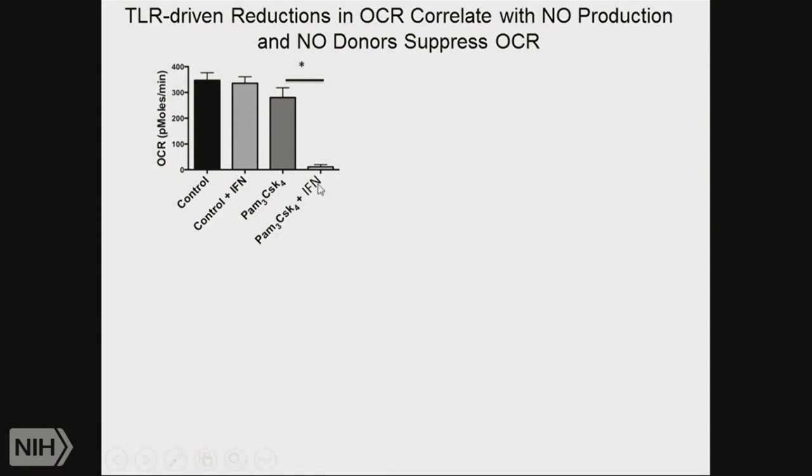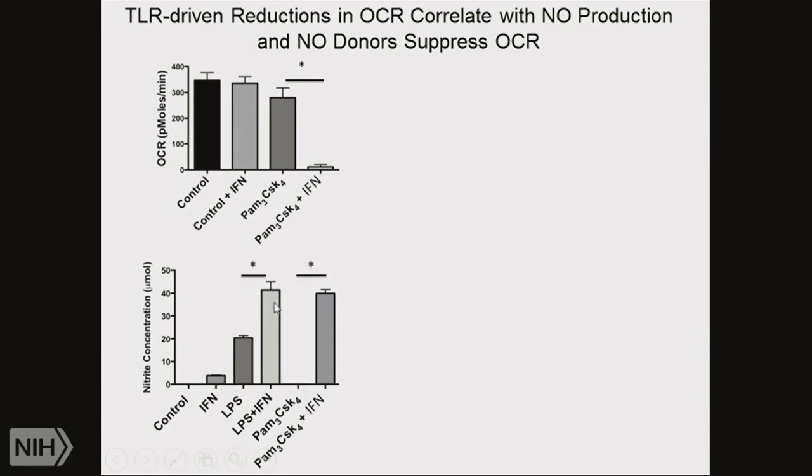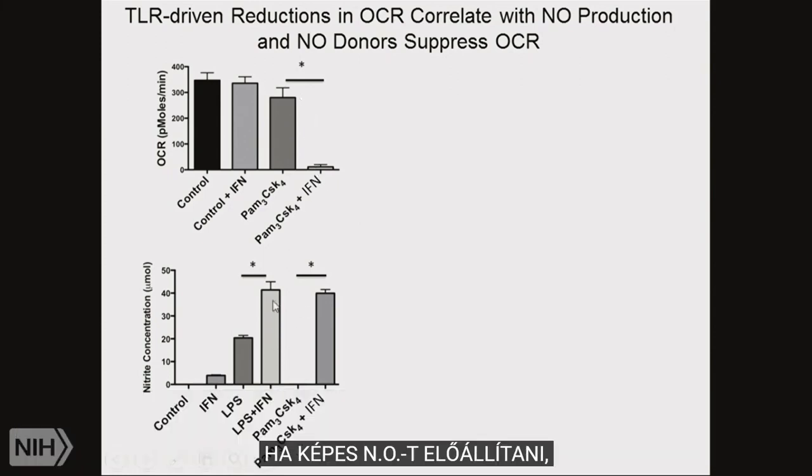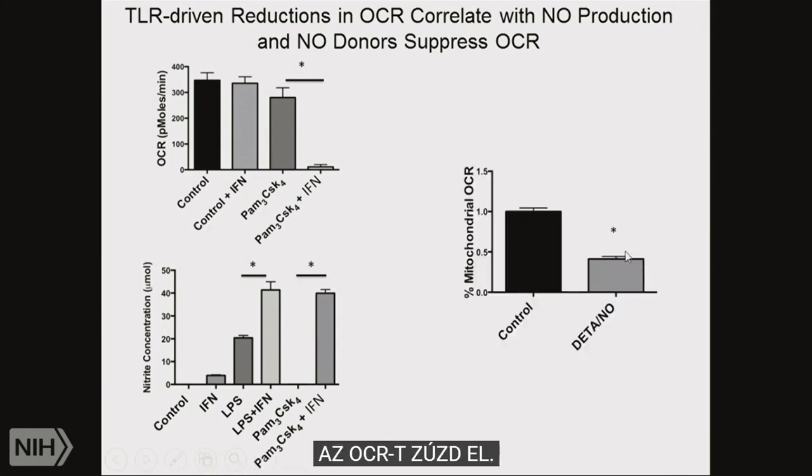Some things work, like this PAM-cis and interferon. Some things don't. And it turns out that that's in direct correlation to their ability to produce NO. So if you can produce NO, you crush the OCAR. If you can't produce NO, you don't crush the OCAR. So is it NO? Looks like it is. You can add it directly and crush the OCAR.